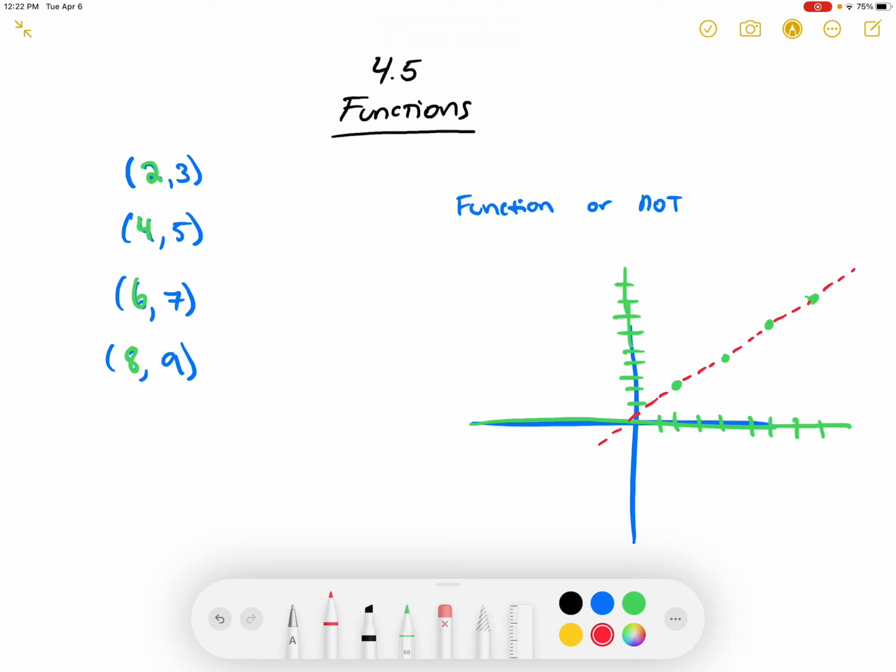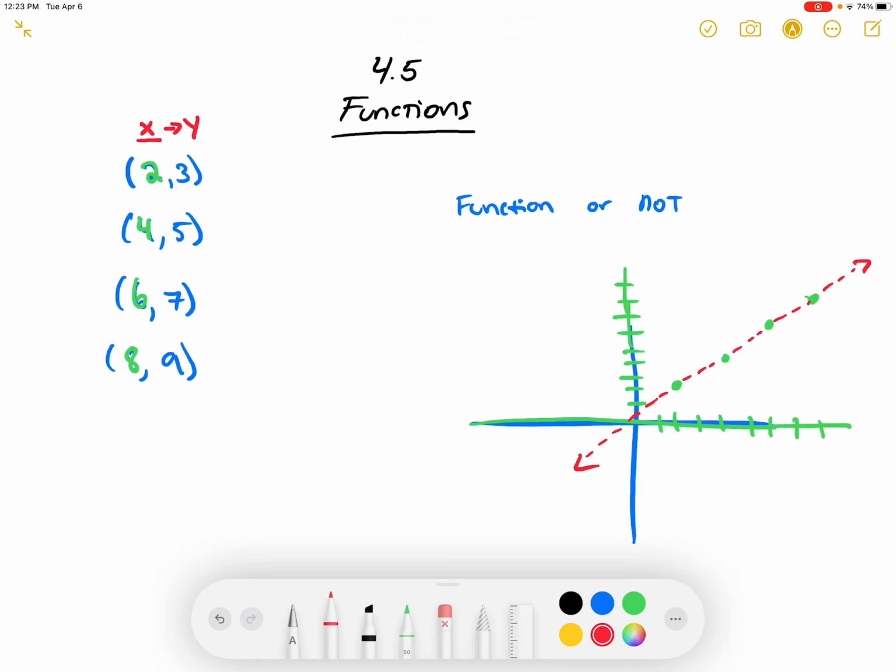Okay, anyway, that's not what we're doing. What we're talking about is we're going to give you a set of ordered pairs, and it's your job to figure out if the group creates a function or not. So here's my group. How do I determine if this is a function? It's very simple. The rule is, for every x, there can only be one y.